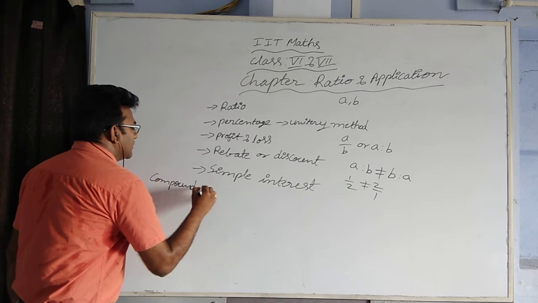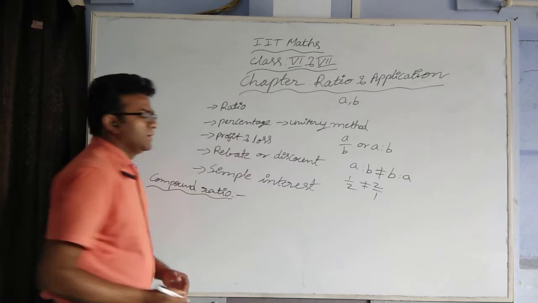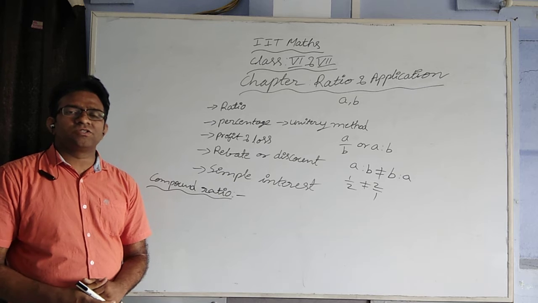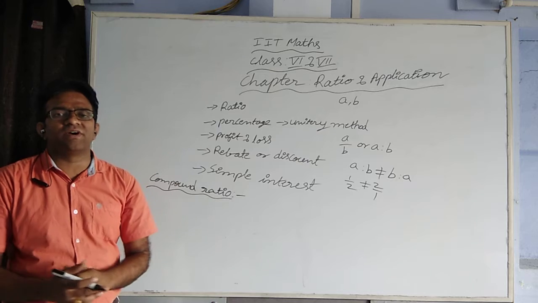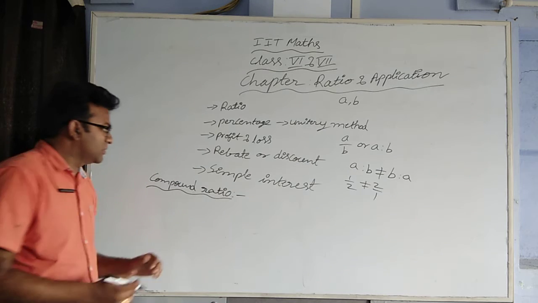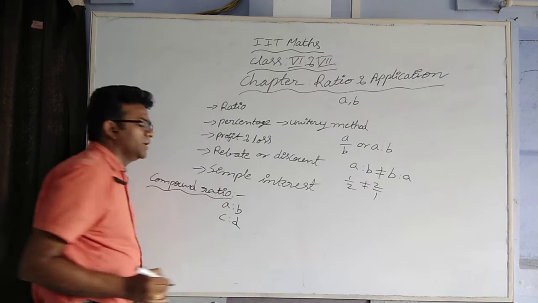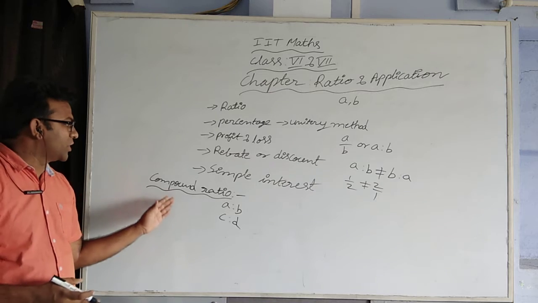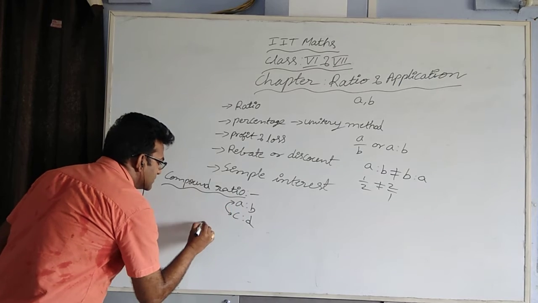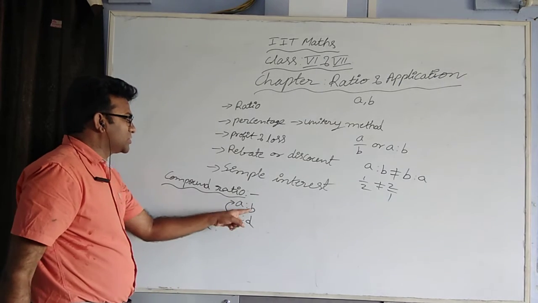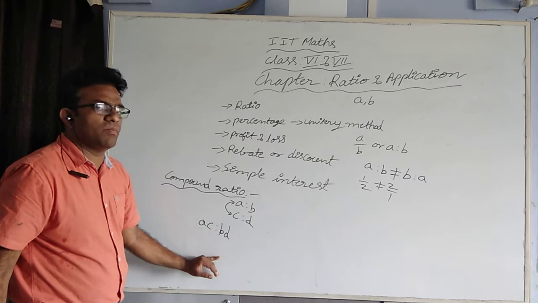Compound ratio. If there are 2 or 3 ratios, then the product of all antecedents to the product of all consequents is called compound ratio. For example, A is to B, C is to D, or any two ratios. Then the compound ratio of these two ratios is the product of antecedents, that means A into C, is to the product of consequents, B into D. So this is compound ratio.